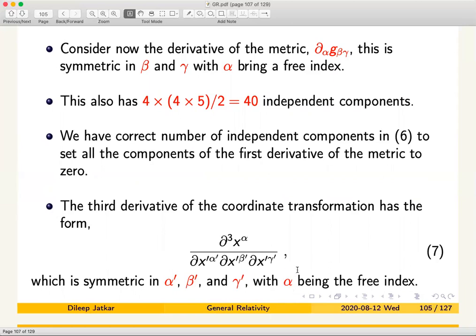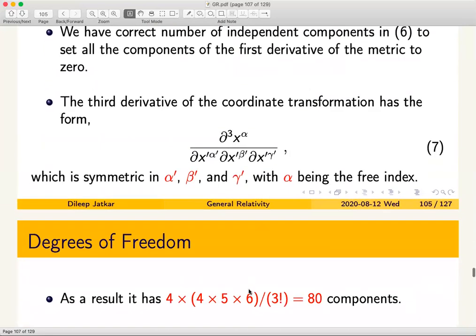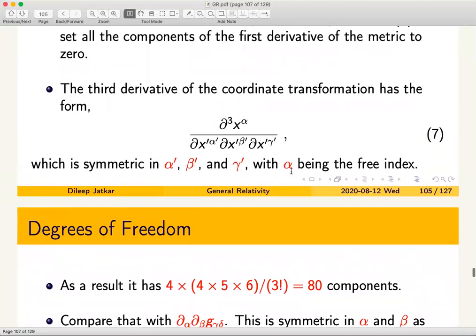So we know that this alpha would give you a factor of 4. This quantity has to be symmetrized in 3 variables. So that's what we will do now. What you get is 4 coming from alpha, and this symmetrized quantity is 4 into 5 into 6 by 3 factorial. You can compute this. It is not a very difficult computation. You can check that this number is 80. That's because 3 factorial is the same as 6, so it just cancels, and then 4 into 4 into 5 is 80.